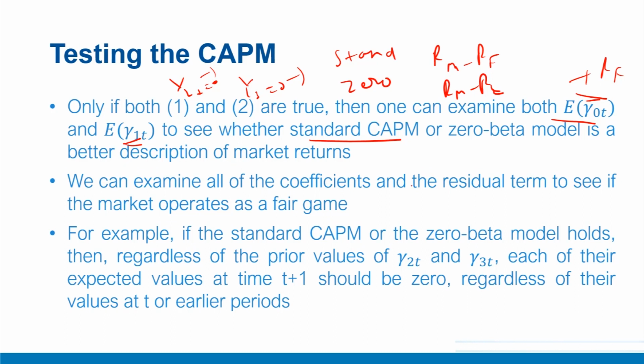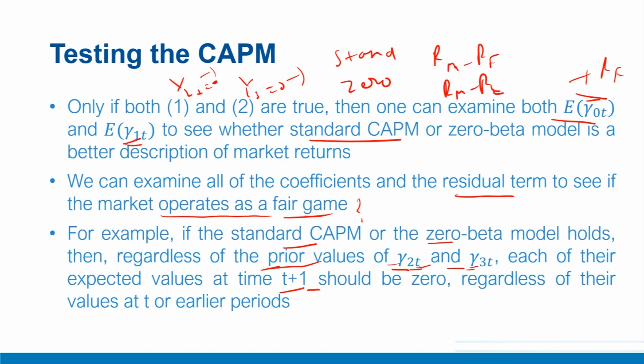So we can examine all of these coefficients along with the residual term to see if the market operates as a fair game. What do we mean by this? What we mean is that for any given period, whether the standard CAPM or zero beta CAPM model holds, given the prior period values of gamma 2t and gamma 3t, it should not be possible for any investor or market participant to predict the next, t plus 1 period, values of these terms. That means the expected values of gamma 2 and gamma 3 should be 0 for any period, irrespective of their values in the previous period.